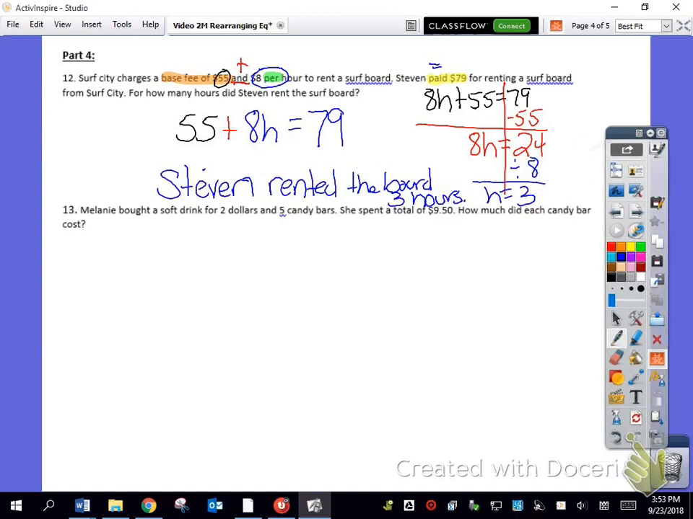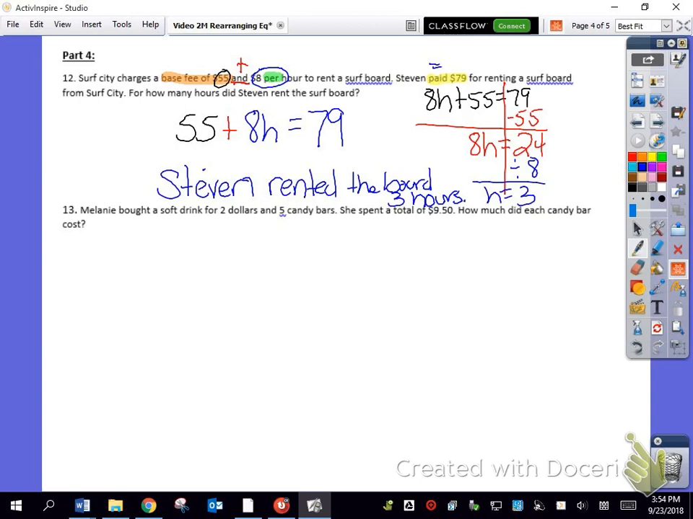Melanie bought a soft drink for $2 and 5 candy bars. Okay? So she got 2 different things. Alright? On this one, she bought a, which means she got 1 soft drink for $2. So automatically you got 2. And is plus. She got 5 candy bars. I do not know how many candy bars. I don't know how much they cost. So I'm going to use C. So that's 5C. 5 candy bars. She spent a total of 9.5. Remember, total is equal. So it equals $9.50.